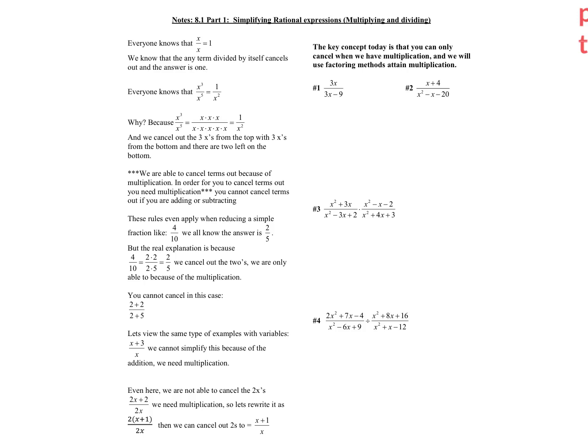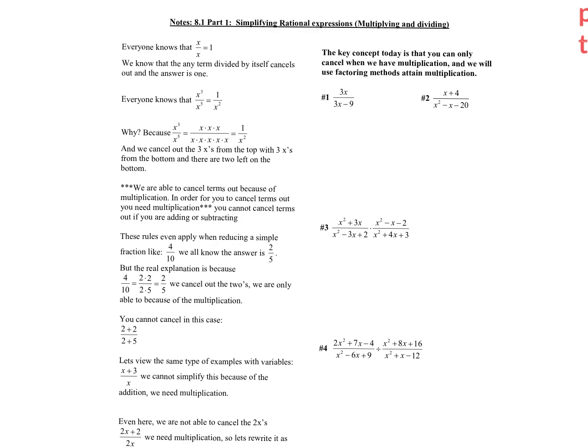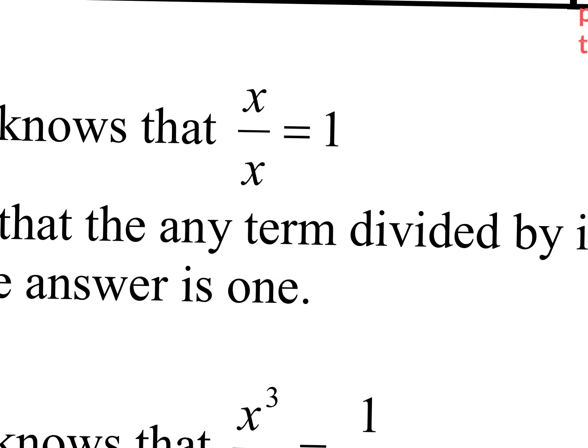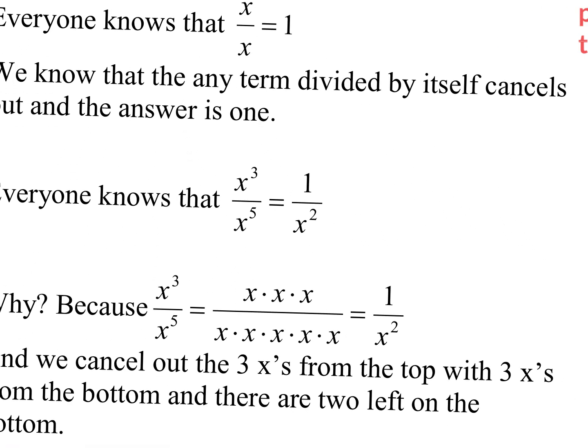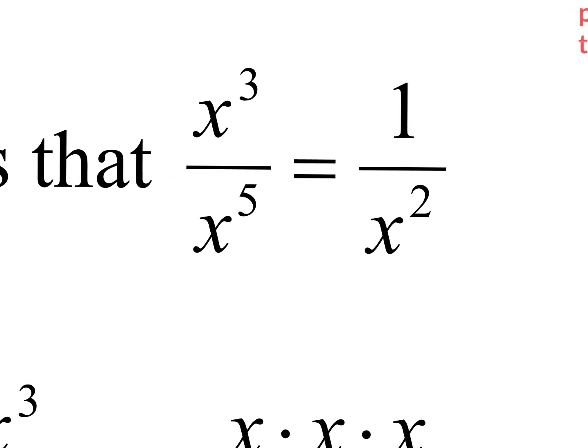Ladies and gentlemen, we should already know about simplifying rational expressions, right? We always want to factor first to be able to get multiplication, to be able to cancel things out. And that comes from basic facts that we know. We know that x over x equals 1, it cancels out. We know that x to the third over x to the fifth, the 3 x's on top cancel with the 3 x's on the bottom. The answer is 1 over x squared.